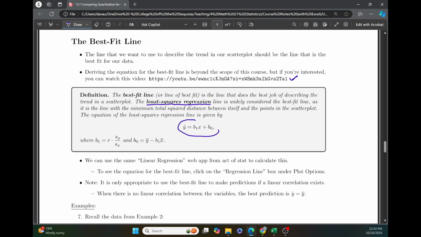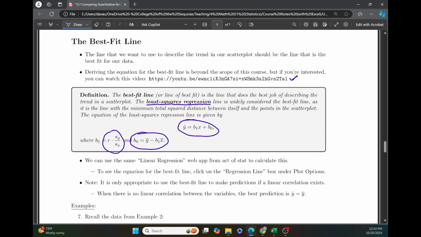Here is the equation for the best fit line. B1, our slope, is equal to R, which is our correlation coefficient, times our sample standard deviation of our y coordinates divided by the sample standard deviation of our x coordinates. And then the y-intercept, B sub 0, is the average of our y coordinates minus the slope of our line times the average of the x coordinates.